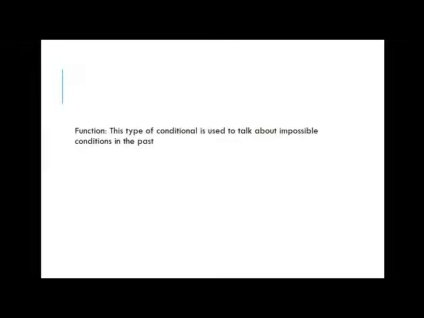So let's look at what the conditional type 3 actually is. What is it used for? The conditional type 3 is used to talk about impossible conditions in the past. So in this type of conditional, we are talking about actions that could not take place in the past, that were impossible in the past. So that is what we use the conditional type 3 for.